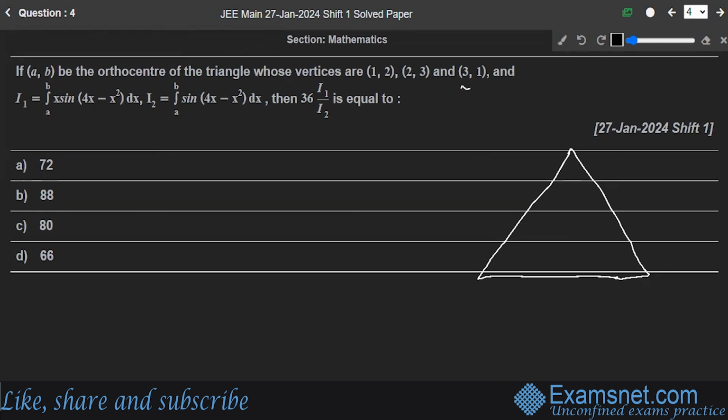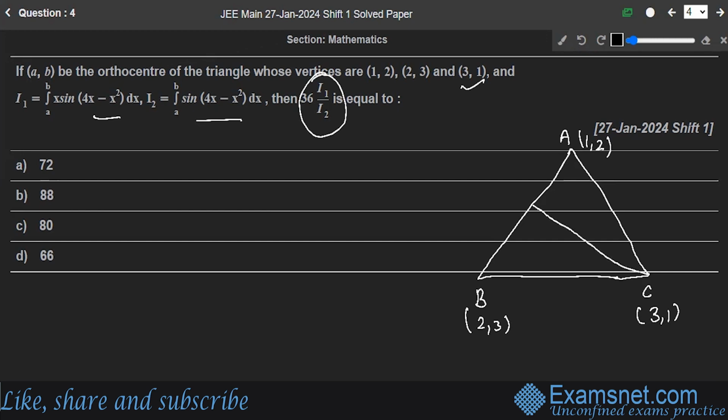See, if you had only this much question, it would have been so easy to go for. But you have these I1 and I2 also, and you have to find out this thing. No problem. Here is A, here is B, 2, 3. Here is C, which is 3, 1. Okay, so let's say this is E, and this is, let's say D.